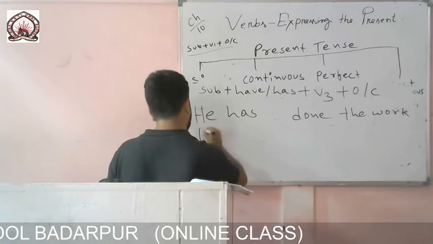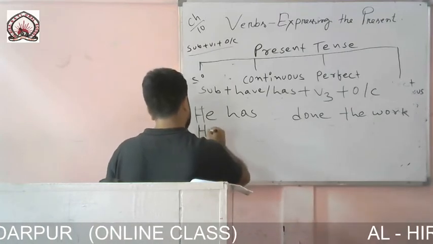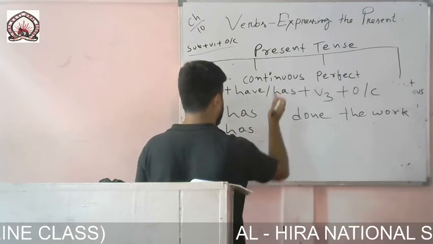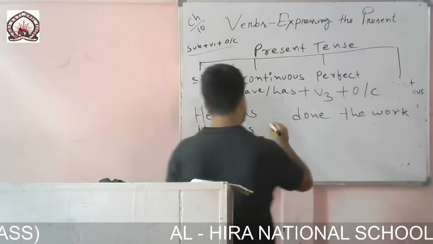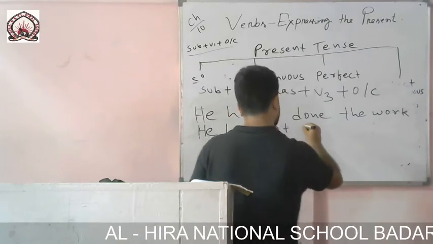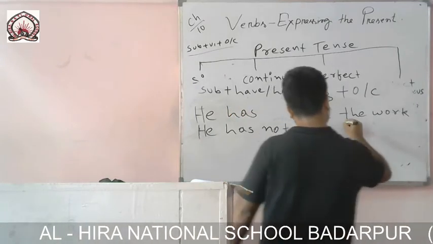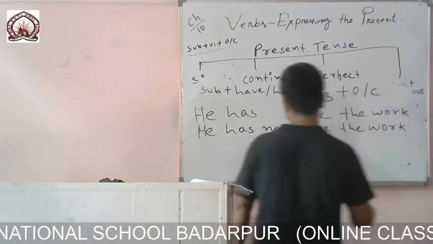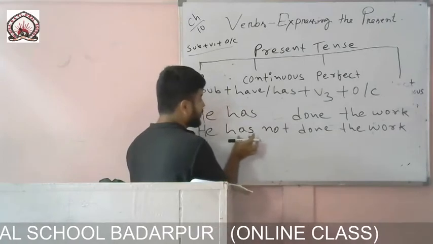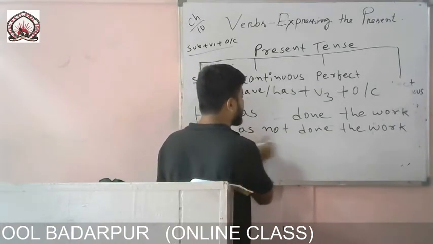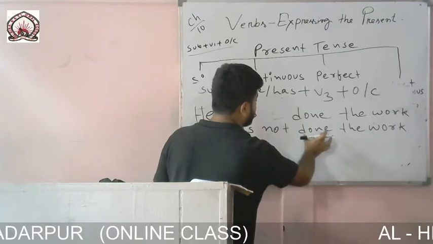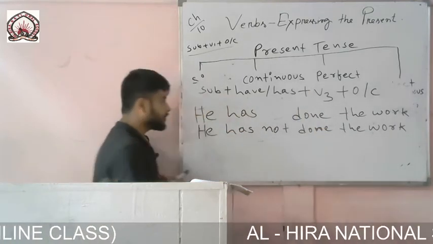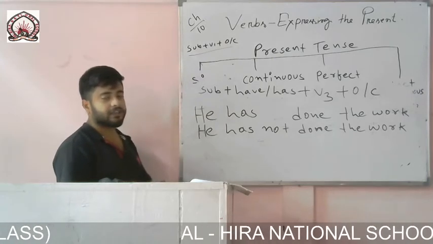What we will do, we will write he has. After has we have to put not. If we put not, then it will be he has not done the work. He has not done the work. So you have to put not between the auxiliary verb has and the main verb done. So he has not done the work.